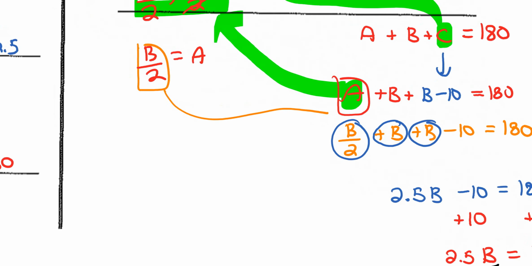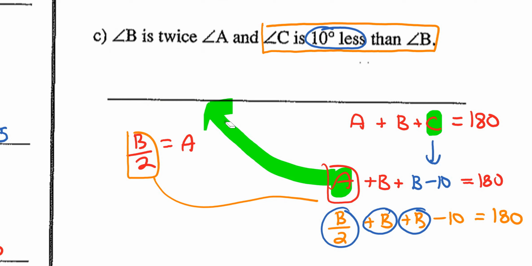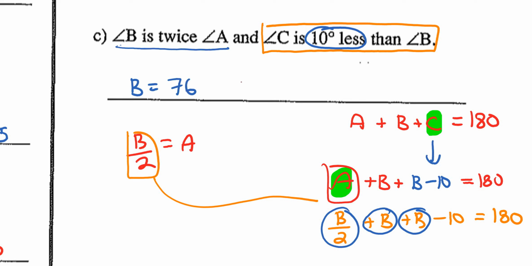Okay, let's go back to the problem now. I know angle B, based on the algebra there, was 76 degrees. And angle B is twice angle A, so angle A is going to be half of that. So 76 divided by 2 is going to be 38 degrees. And then for angle C, let's just do 180 minus 76 minus 38, which is going to be 66 degrees.